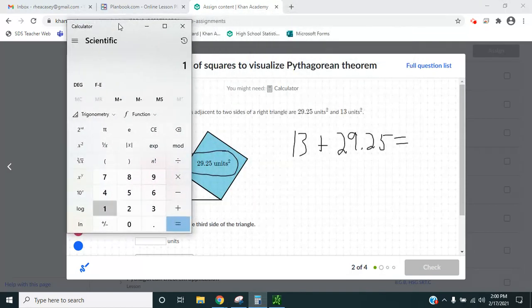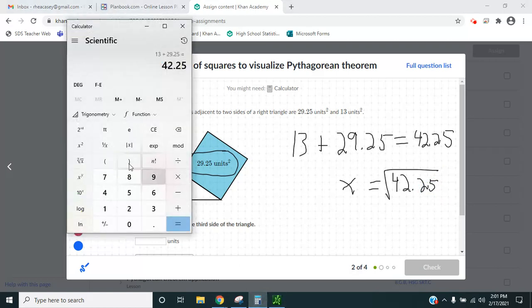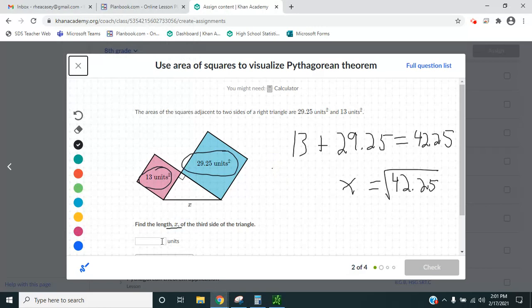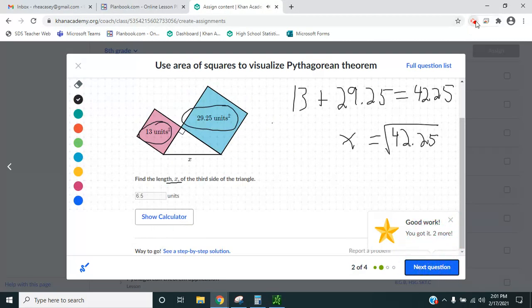All right, 42 and change, so 13 plus 29.25. The problem is that's not our answer. That's the area of the square formed here. So what we'll have to do on this one is we're going to have to take the square root. It's not asking about the area the same way the last question was. So let's take the square root, and there's our answer, right? 6.5. That's all.